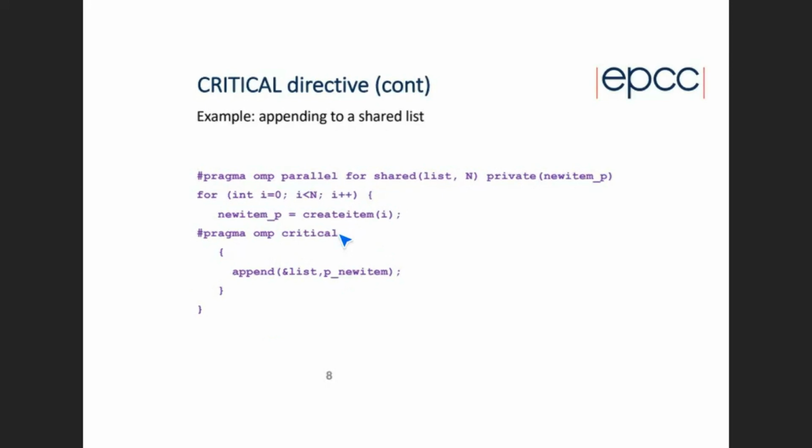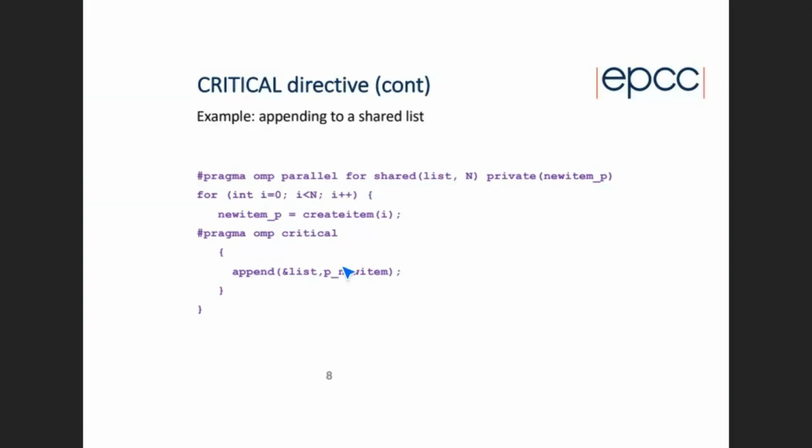For critical, every thread that arrives at the critical will execute this block of code at some point. They will be executed one at a time. Only one thread can execute it at a time, but every thread will take their turn to execute that block of code. So that's not the same as single.